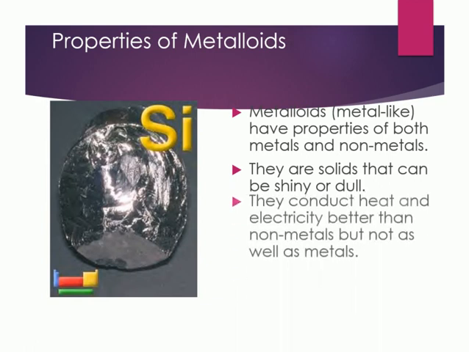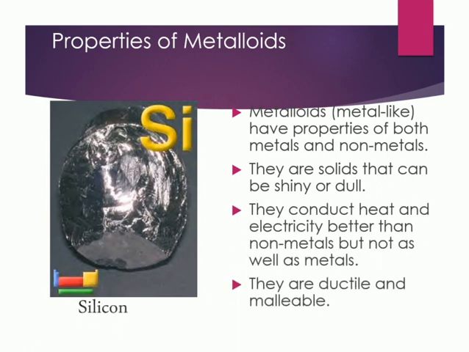Metalloids. Again, we talked about this in class. Metalloids are metal-like. It's the nature of the word. They're metal-like because they have properties of both metals and nonmetals. They are typically solids, but they can be shiny or dull. So for metalloids, the luster is no longer a distinguishing characteristic by itself.